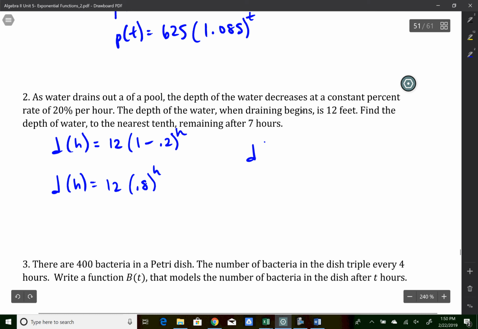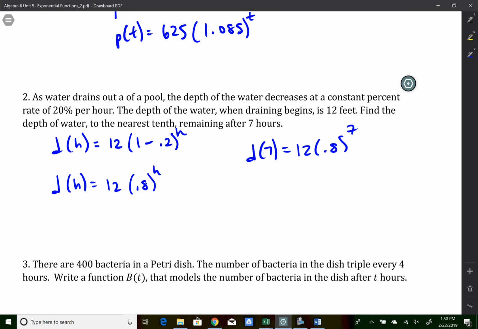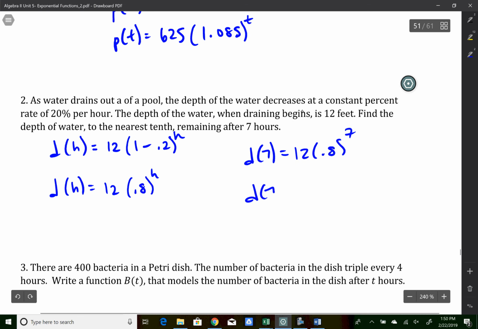Now, if I find d of 7, I'll know how much water is left after 7 hours. So I could say 12 times 0.8 to the 7th power. So 12 times 0.8 to the 7th power is approximately 2.5. So we have 2.5 feet left of water.